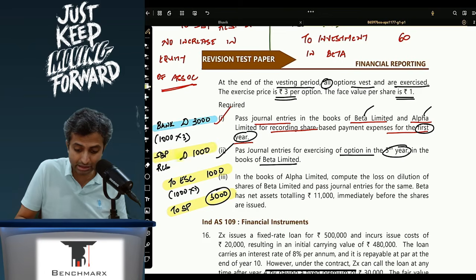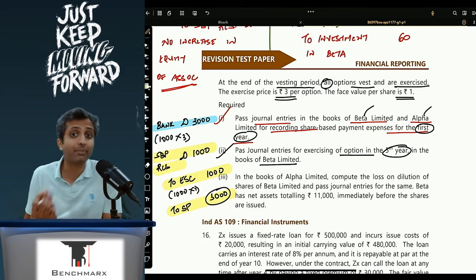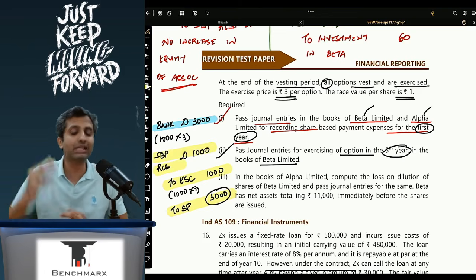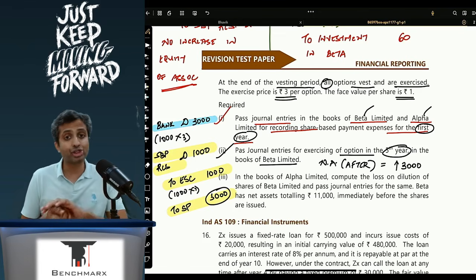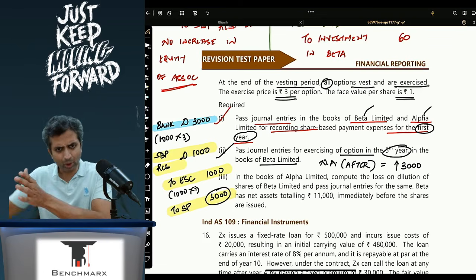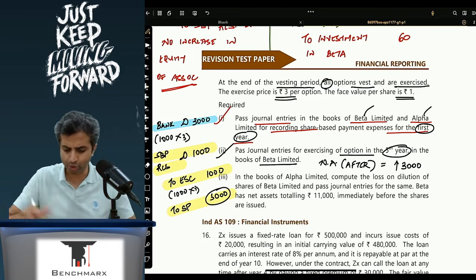4000, minus 1000. So net, I can say my net assets or my net worth post this transaction is increasing by 3000. So this transaction you will pass the entry, but remember that net assets or equity, which is a net worth, after this transaction will go up by 3000. My bank balance is going up by 3000, and ultimately my share capital plus reserves are going up by 1 plus 3, that is 4000, minus SBP reserve of 1000, so net 3000. Perfect. Okay, so point 2 is also done.